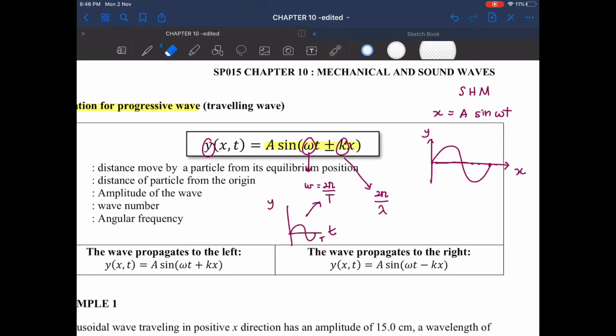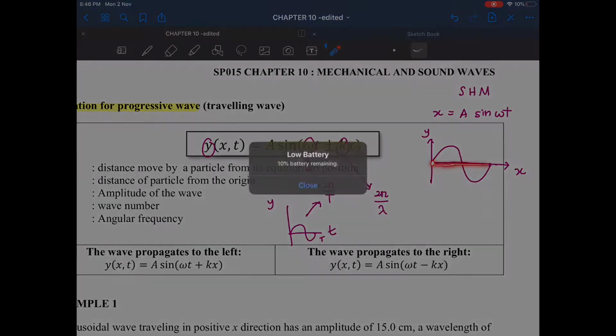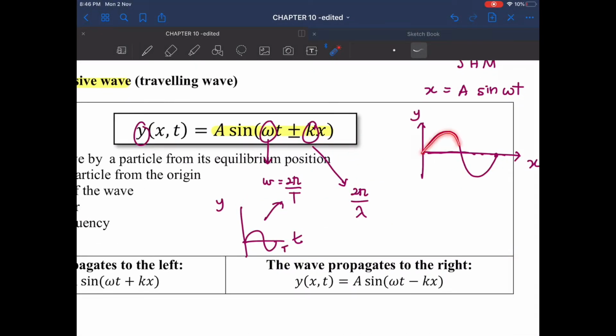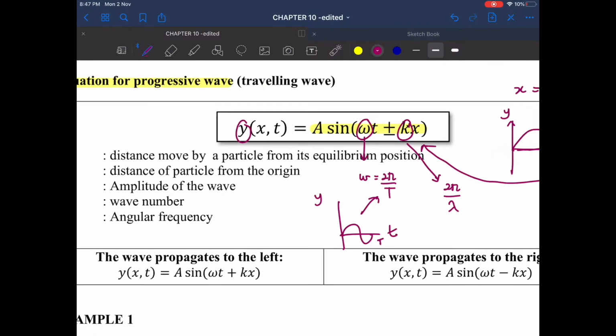Daripada sini kita boleh tahu x ni distance dia daripada source of disturbance. Let's say we have a source of disturbance over here. Ni kita panggil x component. If we have one complete wave, kita boleh tahu panjang wave tu berapa. We call it lambda. Pada lambda ni boleh dapatkan nilai wave number. Alright, dan apa lagi kamu kena tahu?